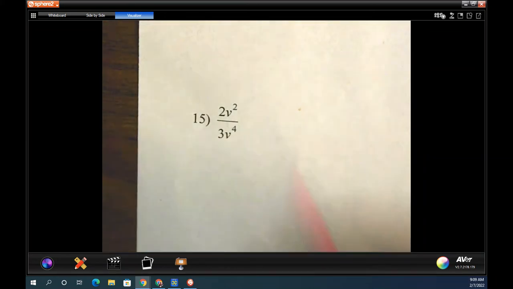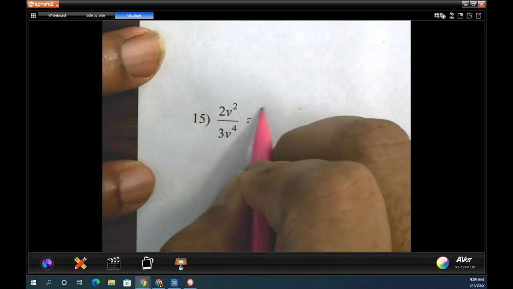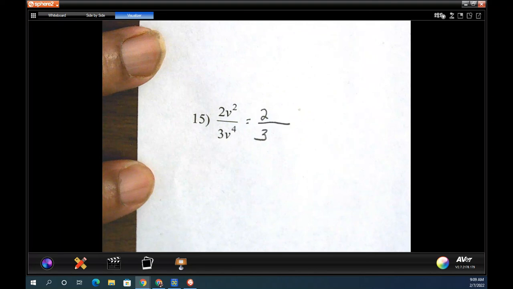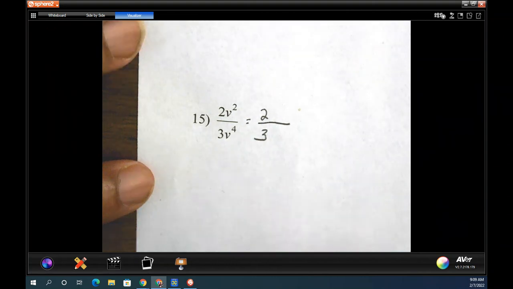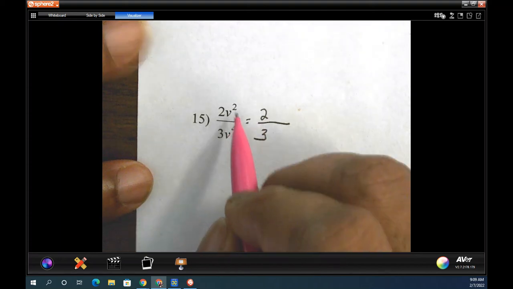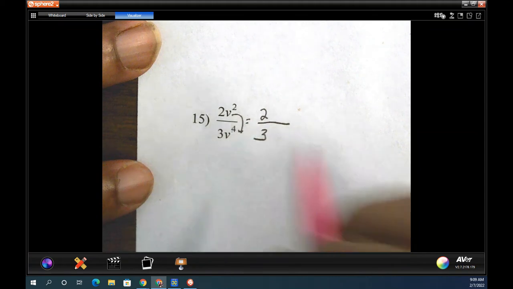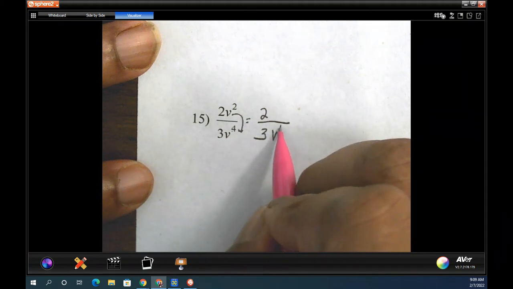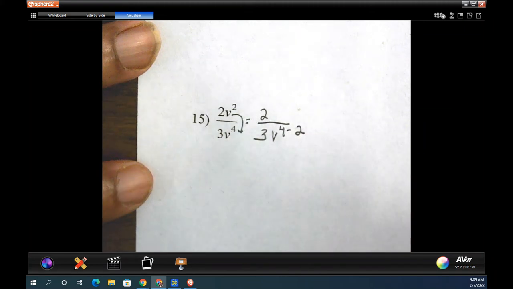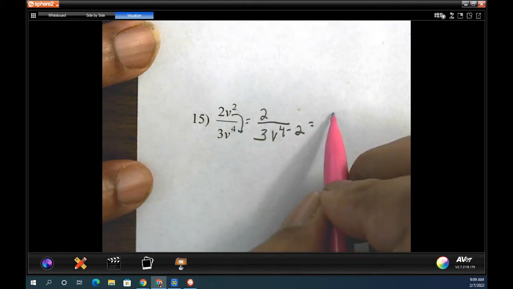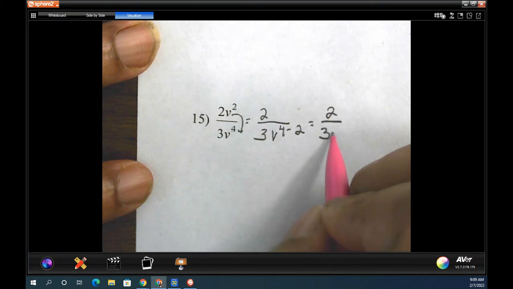All right. Let's look at 15. 2 over 3 does not reduce. Handle the coefficients first. Is that part making sense? Okay. Now, where's the larger exponent? Numerator or denominator? Denominator. So you're going to move the whole thing down here. So it becomes v to the 4 minus 2. So your answer is just 2 over 3v squared.